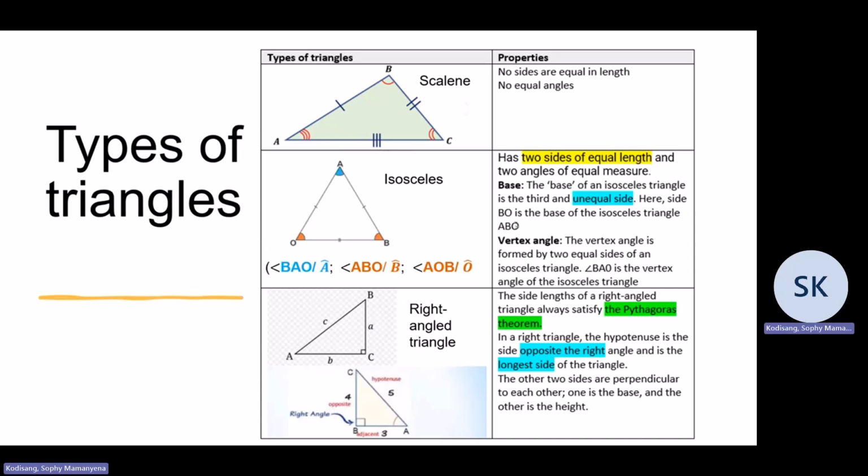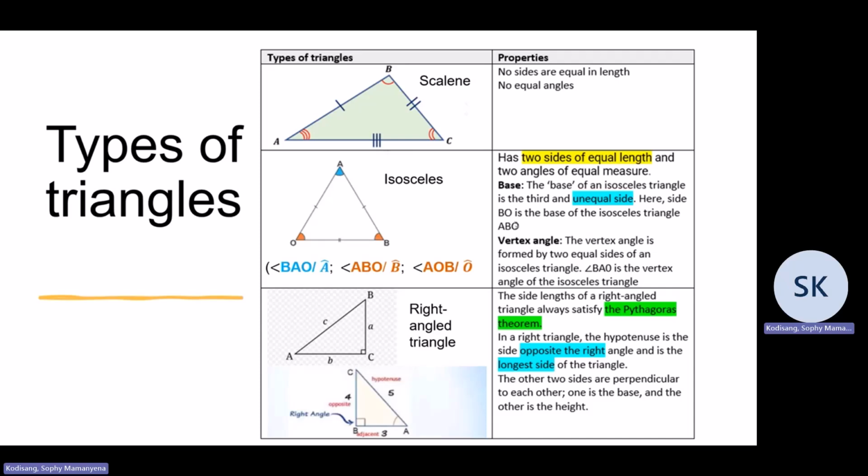Now, the very important thing, or the first thing that we need to remind ourselves of, is the issue of the kinds of triangles that we need to know as learners. But I believe you did this in lower grades or in previous grades. Now let's quickly look at the types of triangles that are known to us. The first one is a scalene triangle. Now this triangle, why a scalene, is because no sides are equal in length.